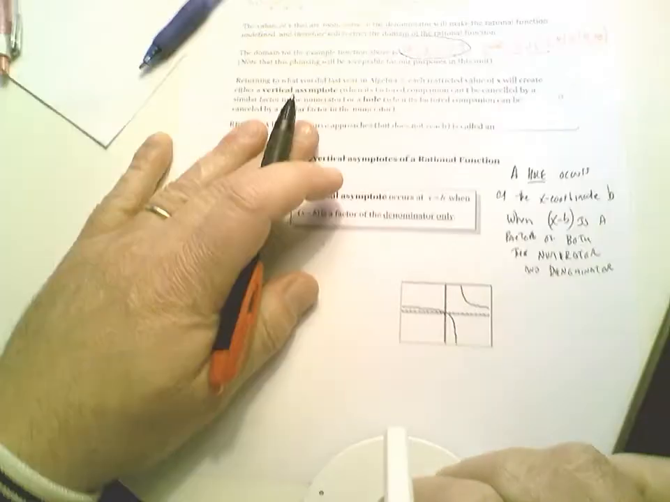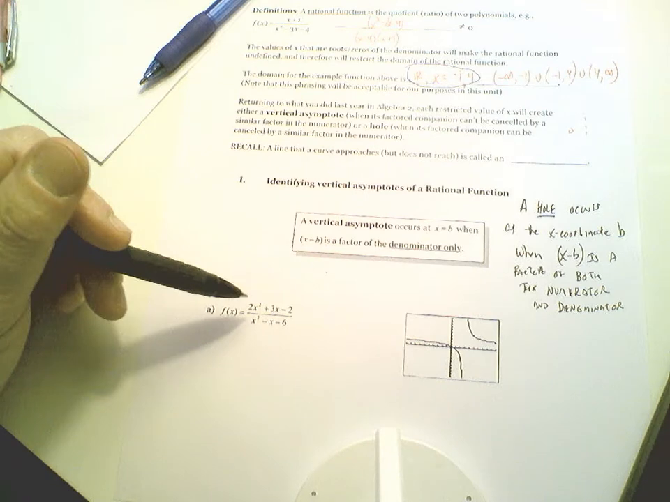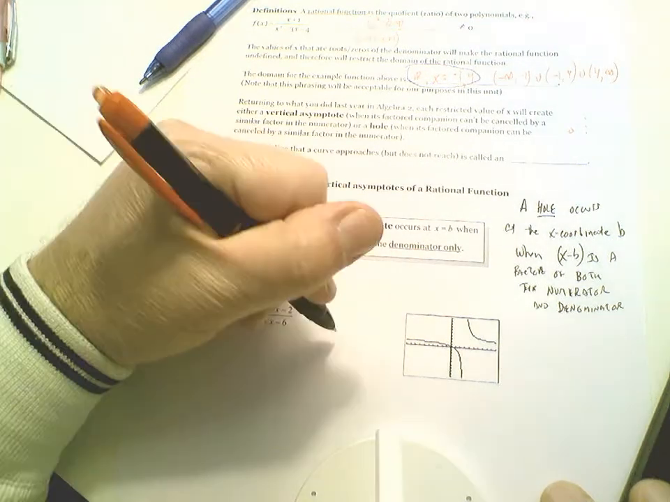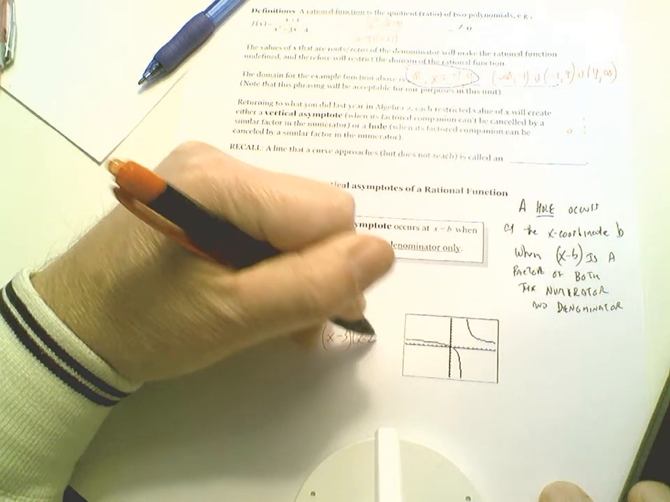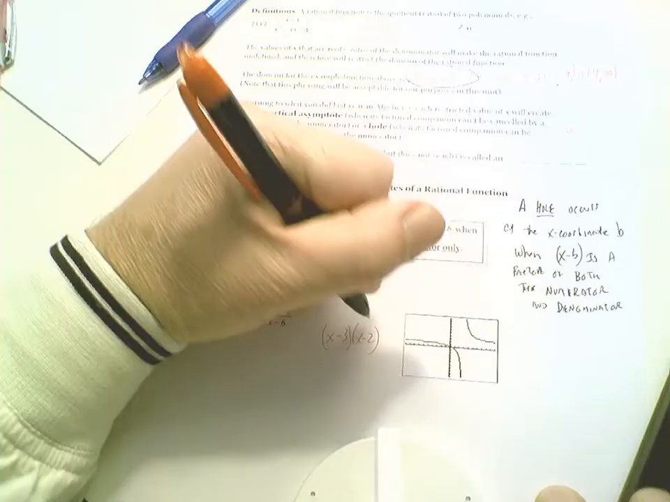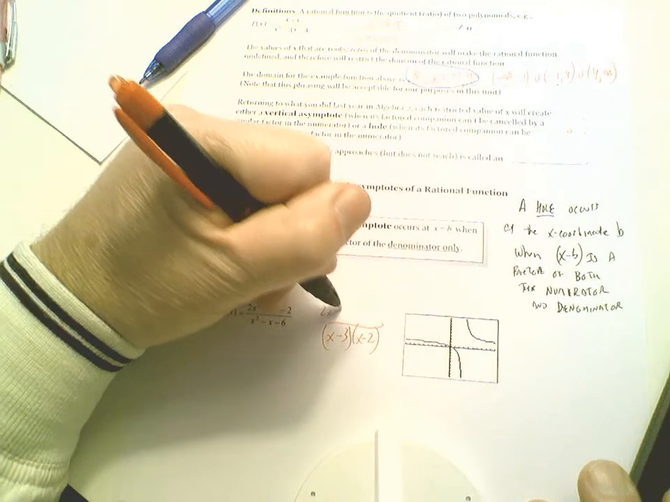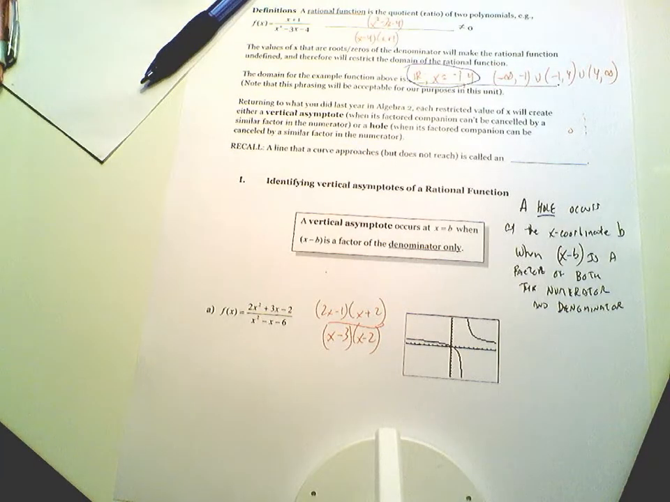And we'll go ahead and start with this first function that we see here, which is f of x equals 2x squared plus 3x minus 2 over x squared minus x minus 6. I'm going to go ahead and factor both numerator and denominator. x minus 3, x plus 2 in the denominator, and I'll let you work on the decomposition of the numerator on your own. 2x minus 1, x plus 2 is what we will see here.